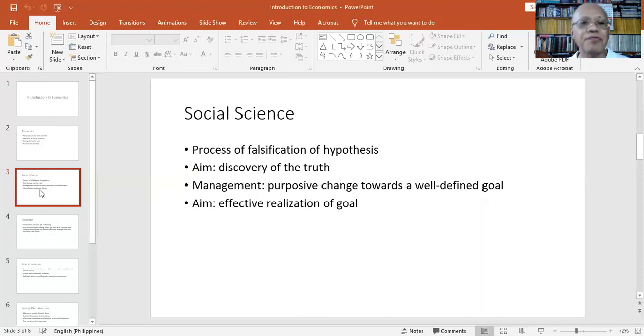The accepted definition of science from the 1930s, developed by the philosopher Karl Popper, is that it is a process of falsification of hypotheses. Okay? Since it is a process, it means that any subject matter can actually be studied in a scientific way. What matters is how you study it. Okay? And the how of science involves what is called the falsification of hypotheses.